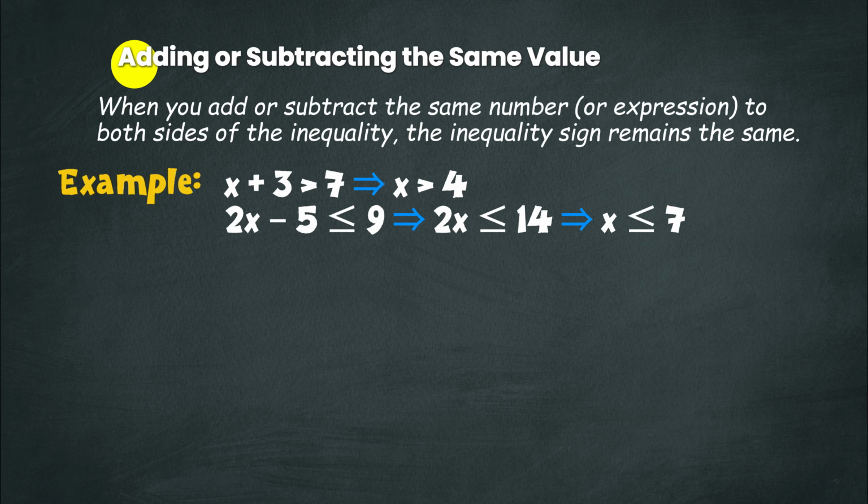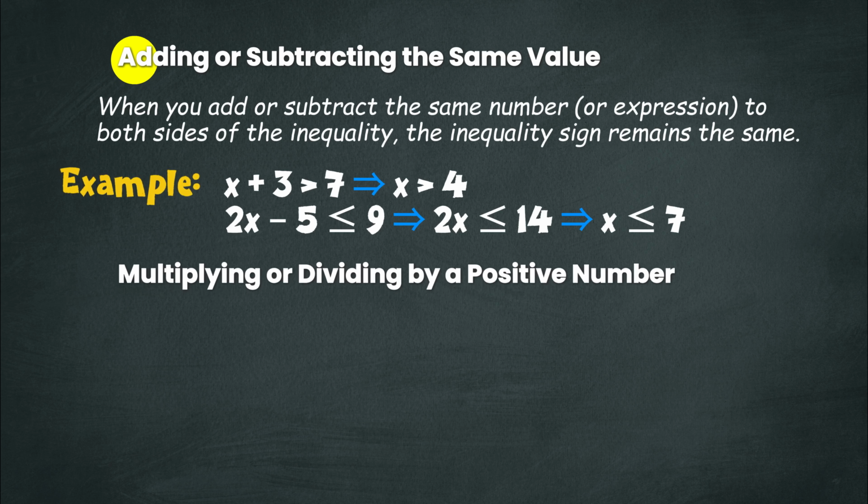Another example, 2x - 5 ≤ 9. First, add 5 to both sides. Now we have 2x ≤ 14. Then divide by 2, and we get x ≤ 7.